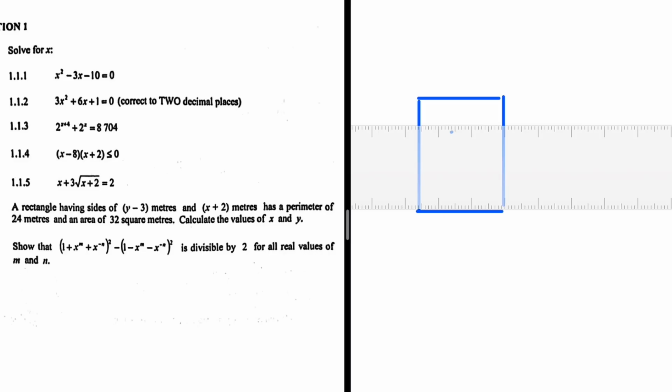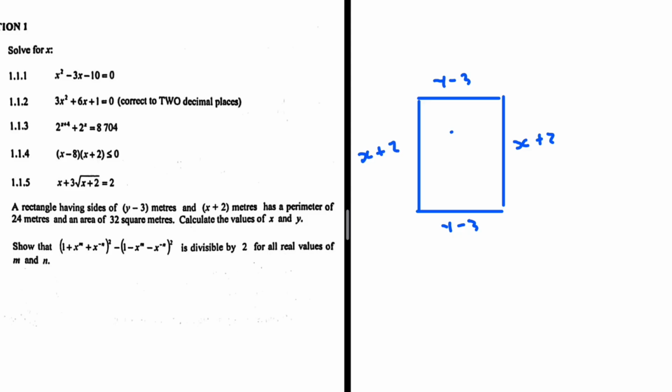So the information that is given, one side is y minus 3, so we have y minus 3, while the other side is x plus 2. Obviously, we are going to have y minus 3 here as well, and x plus 2 here as well. So we're given the perimeter and the area, and we are supposed to calculate the values of x and y.